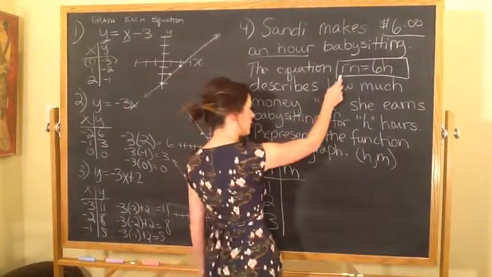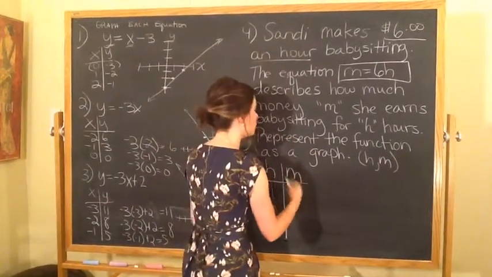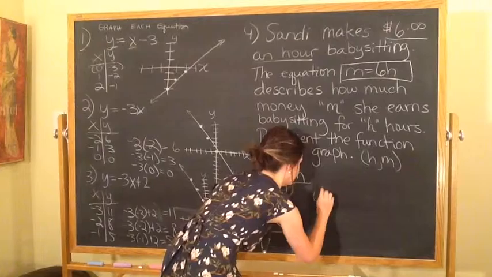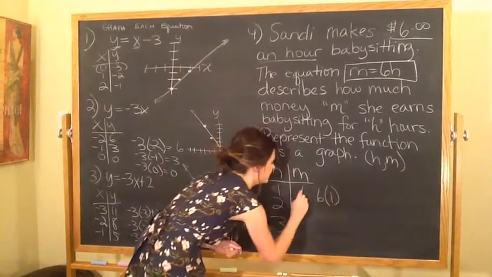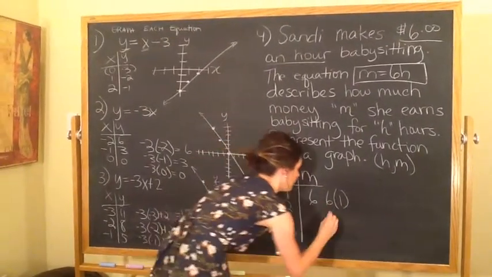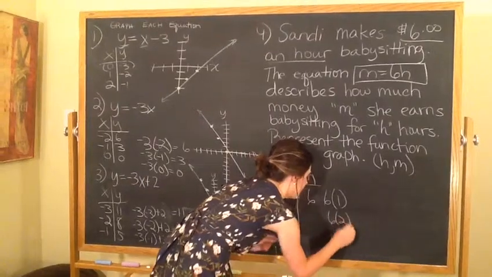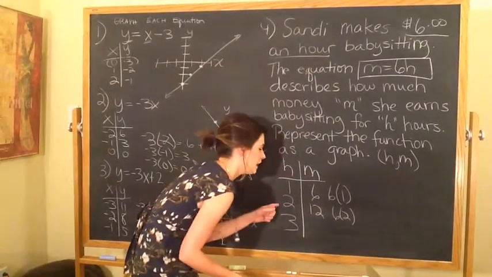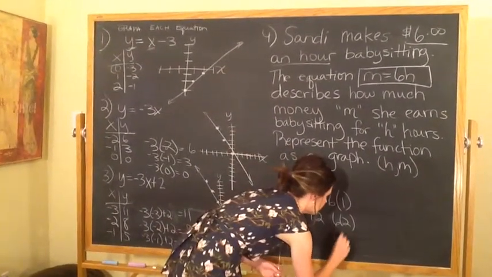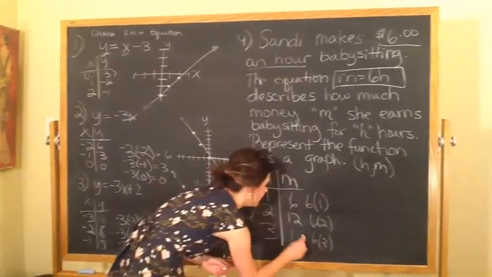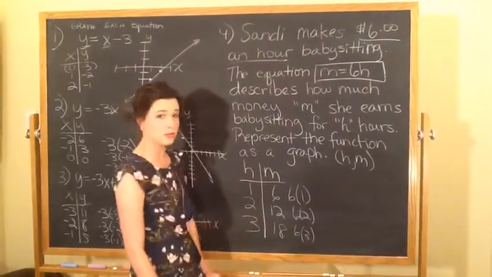So I'm going to use my equation. M is equal to 6 times H. If I do 6 times 1, I'm going to make $6 if I work 1 hour. If I do 6 times 2, I'm going to make $12 if I work 2 hours. And if I do 6 times 3, I'm going to make $18 working 3 hours.